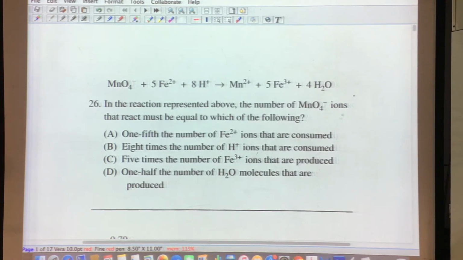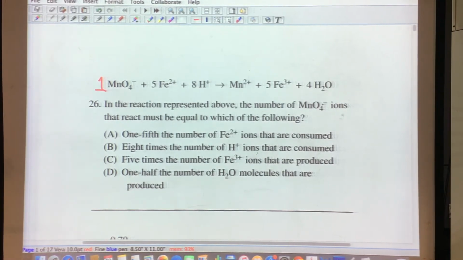So in 26, the reaction represented above, this is, again, the multiple choice of the 2014, or I should say practice test, whatever I call it. So in this reaction, what do we have? We have the number of permanganate ions that must be equal to which of the following. Okay, so we've got a 1 in front, nothing in front implies a 1, okay? And so what are the ratios here? So it's going to be something to something.